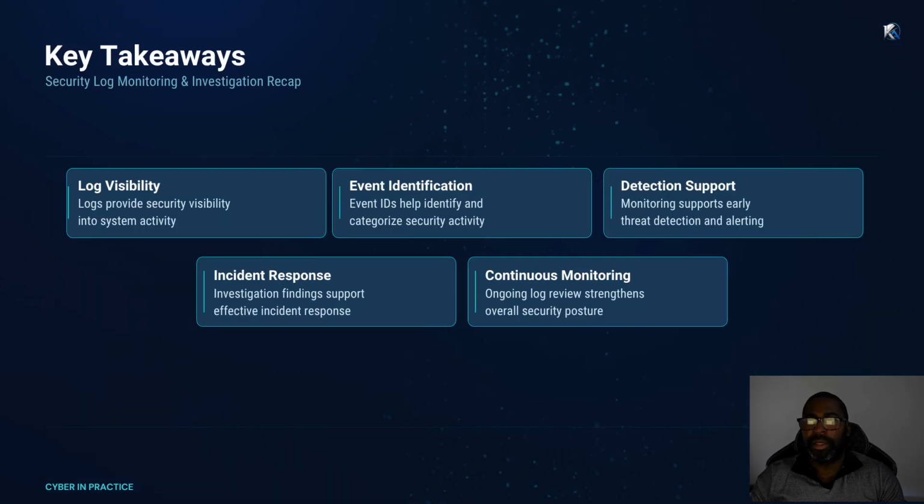Today's demonstration shows how security logs provide visibility into authentication activities and support security investigations. We generated and analyzed event ID 4625 for a failed login and event ID 4624 for a successful login. These events help analysts identify suspicious behavior, validate legitimate activity, establish timelines, and support incident response efforts. The most important takeaway is that security logs serve as a critical source of evidence. Effective monitoring and investigations depend on collecting, reviewing, and understanding the information logs provide.